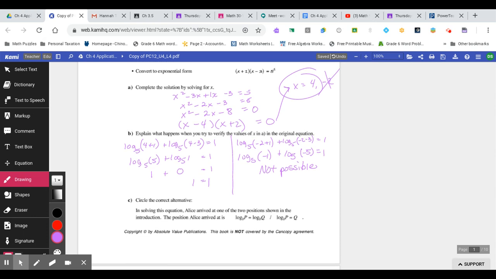So in solving this equation, Alice arrived at one of the two positions shown in the introduction. The position Alice arrived at is what? Here's what she did.